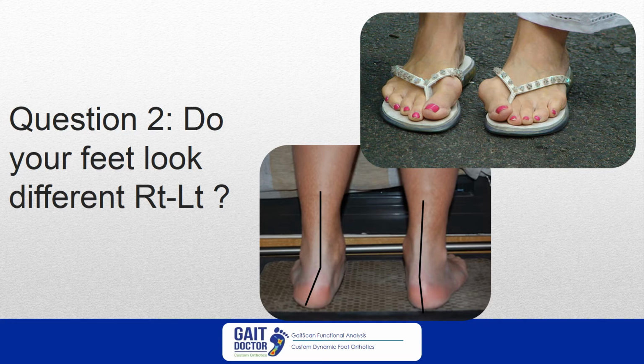You look for these asymmetries in your feet, and if you have these kind of asymmetries, one foot to the other, that's an indicator that you've got an imbalance in your feet, and we need to have a look at how we can bring more balance to your feet to take the stress out of your tendons.